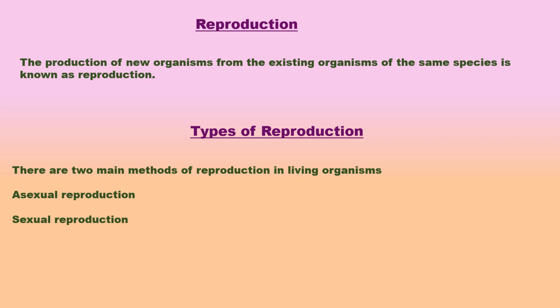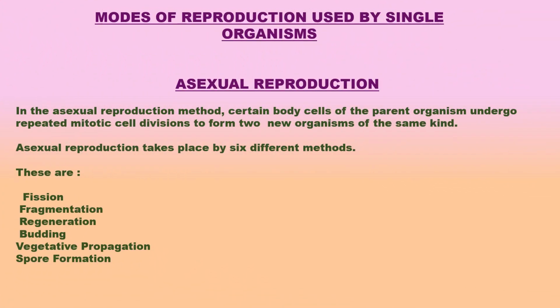Types of reproduction. There are two main methods of reproduction in living organisms: asexual reproduction and sexual reproduction. Asexual reproduction. In the asexual reproduction method, certain body cells of the parent organism undergo repeated mitotic cell divisions to form two or more new organisms of the same kind.